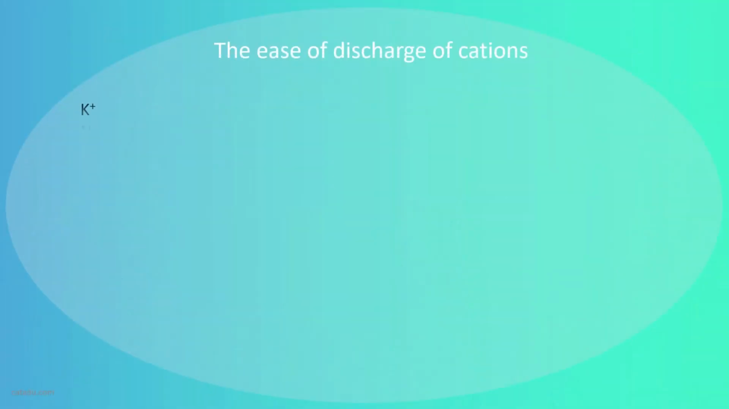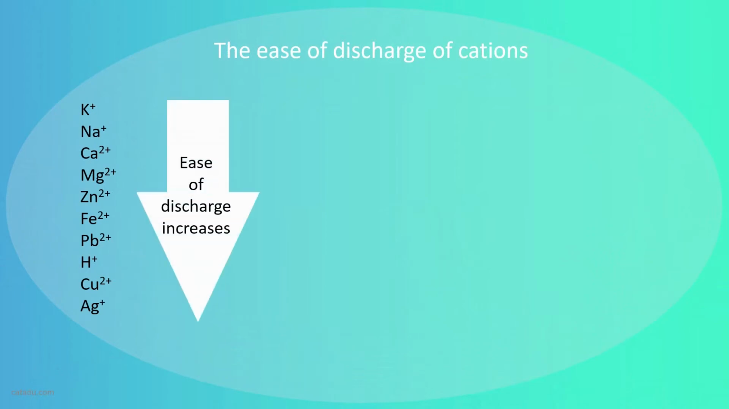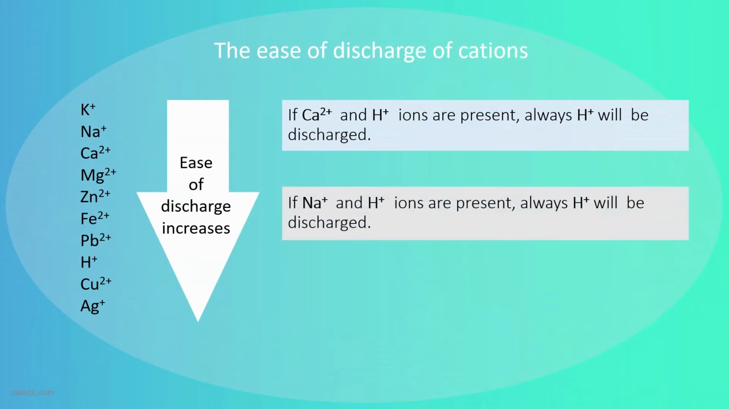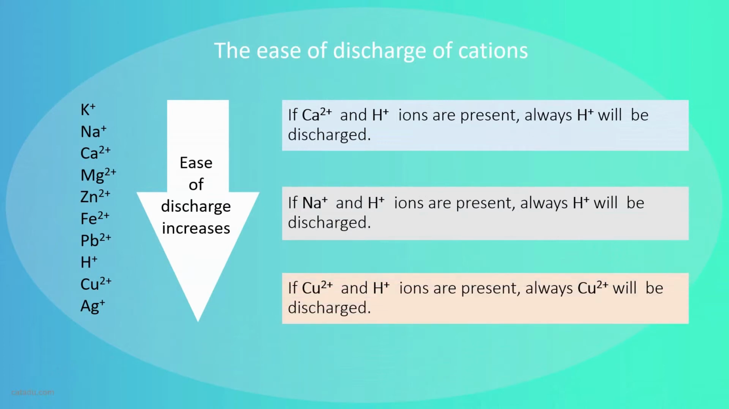The ease of discharge of cations. The list of cations is given. The ease of discharge increases. If you have calcium ion and hydrogen ions, from here hydrogen ion will be discharged. Hydrogen is less reactive. If you have sodium and hydrogen ions, hydrogen ion will be discharged. But if you have copper and hydrogen ion, copper ion will be discharged because copper is less reactive than hydrogen.